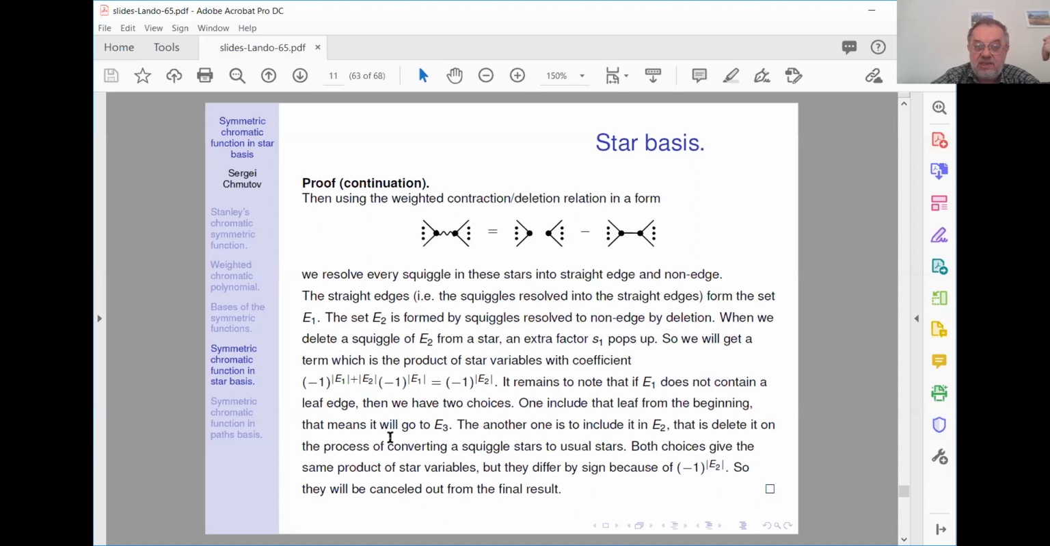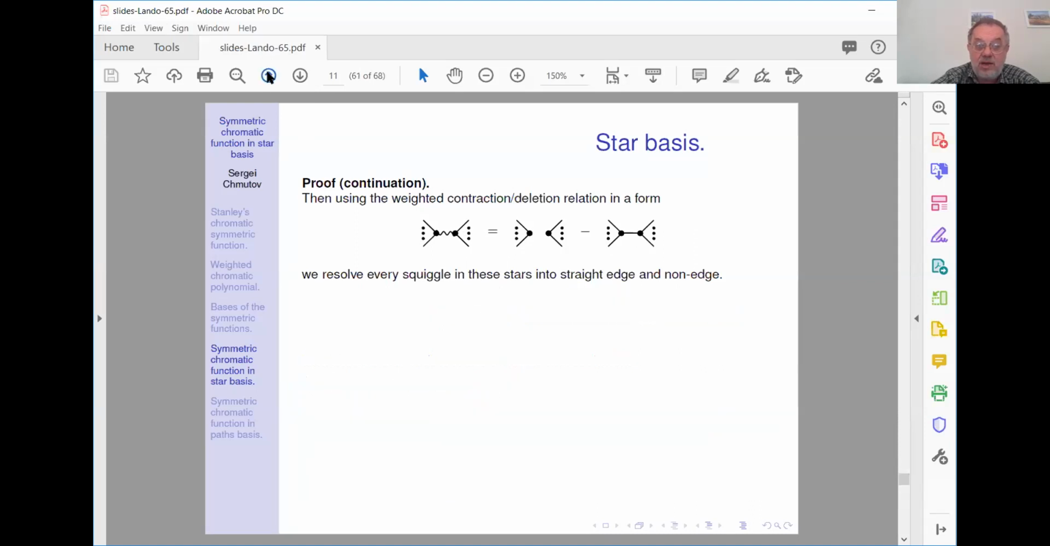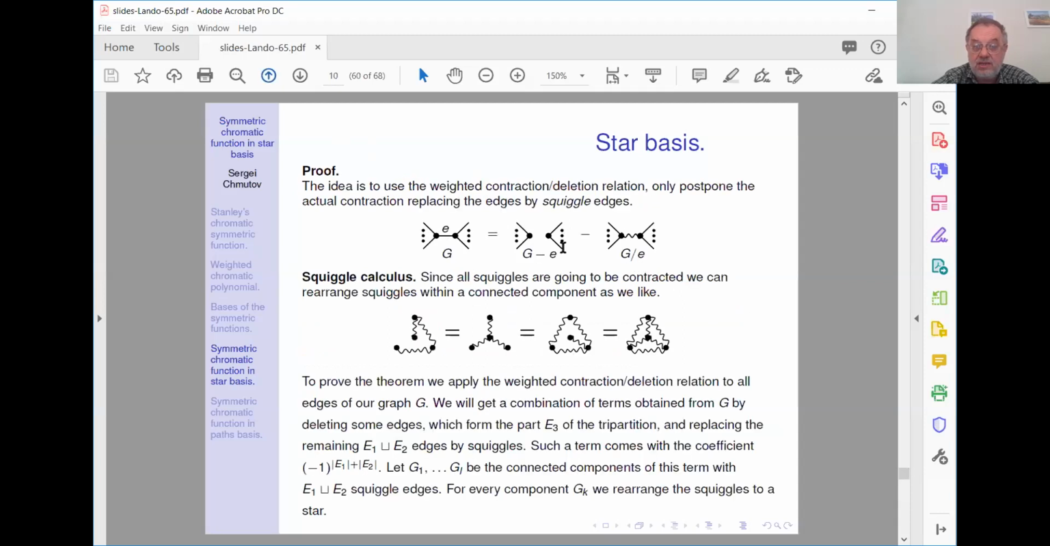So if it is in E3, then E3 stands there. But if it is in E2, that means on the first stage it was replaced by a squiggle, so it has an extra minus here, and then it is deleted. So this will cancel out, and we come to the condition that E1 must contain all the leaf edges. Otherwise, we come to the formula right here.